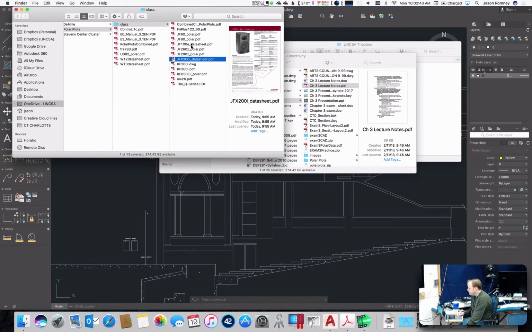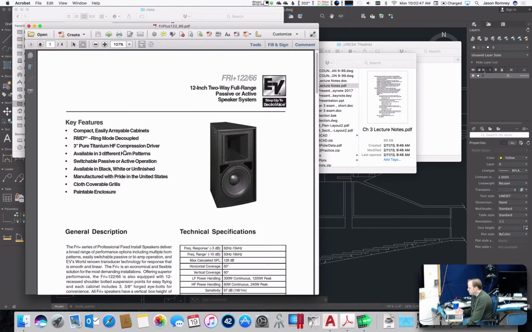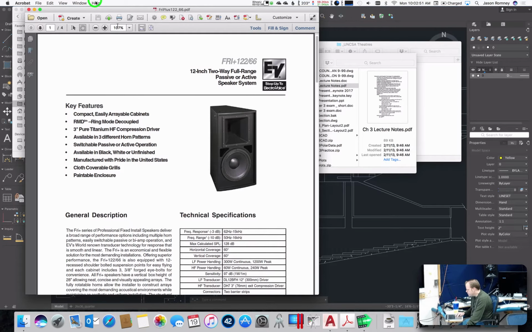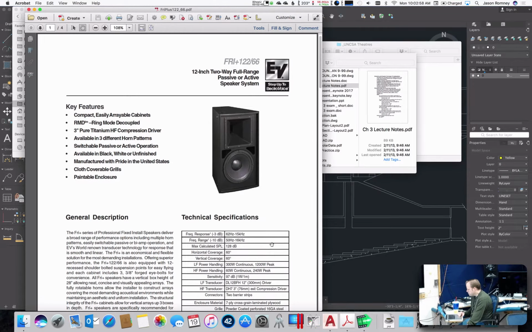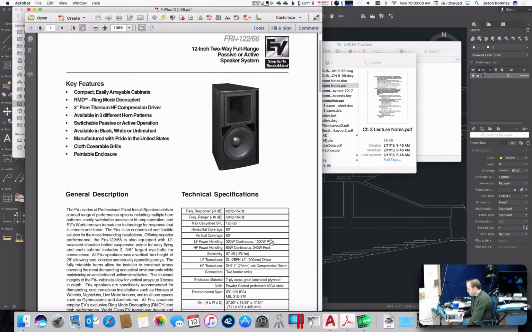So for example, I just have a little folder full of ones that I've found on the internet here and there. This is a spec sheet for a loudspeaker that Electro Voice makes. They say horizontal coverage is 60 degrees, vertical coverage is 60 degrees. So that's 6 dB down points. You go 30 degrees off axis in any direction of this thing, and you will go down 6 dB.